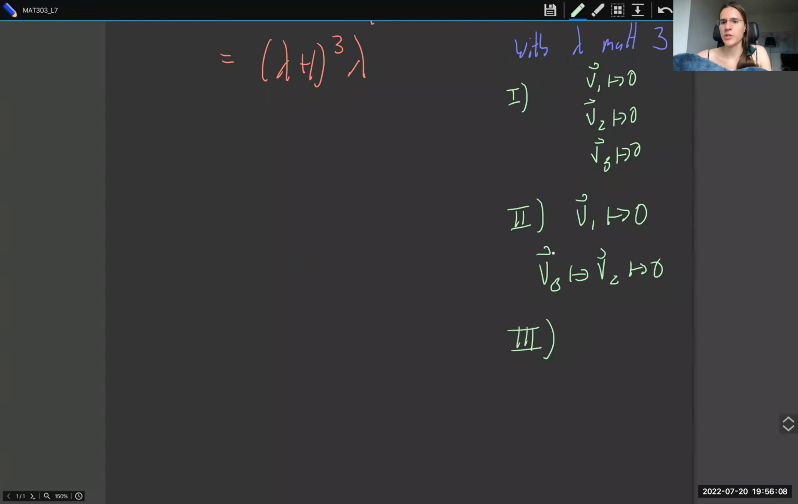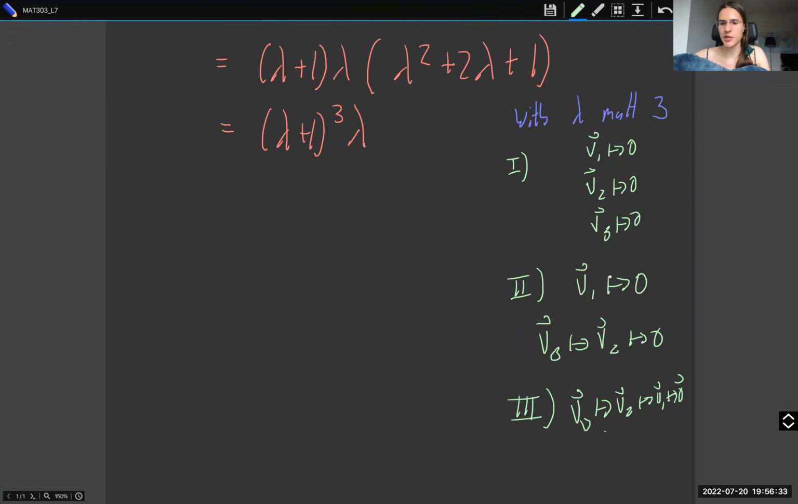So to give you the language, this is a chain of length 2 and a chain of length 1. And this is 3 chains of length 1. So here we'd get what? The biggest chain. 1 chain of length 3. So yeah, exactly. v3 gets sent to v2, gets sent to v1, gets sent to 0. So with a 3-dimensional eigenspace, all 3 of these are possible.